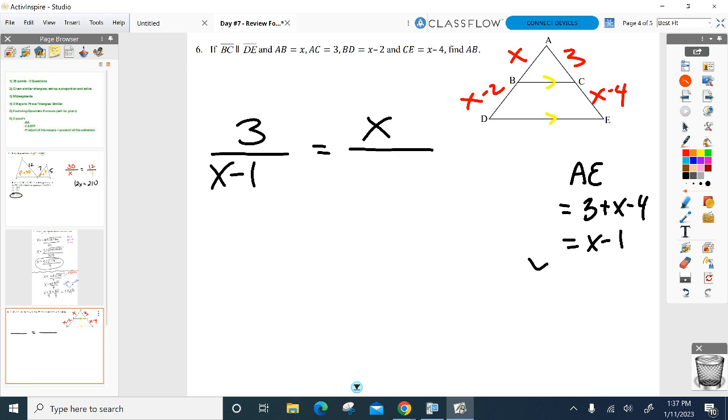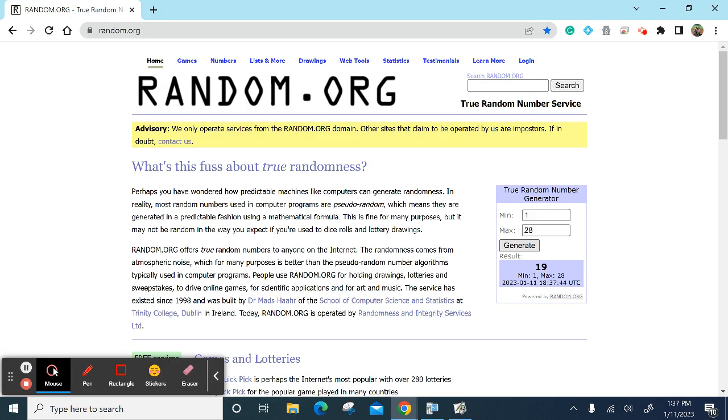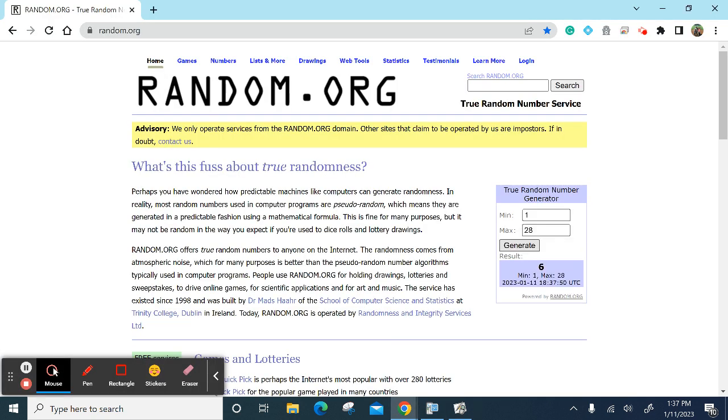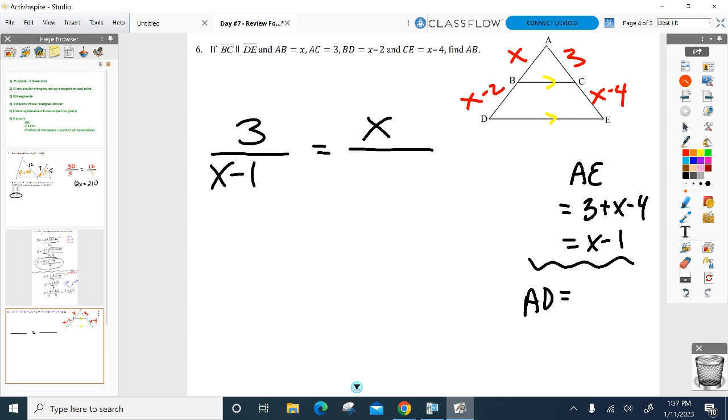And X is AB. What does AB correspond with in my big triangle? What's the name of that side? AB and AD, which consists of what two sides? X plus x minus 2. So we should be putting 2x minus 2 in the denominator.